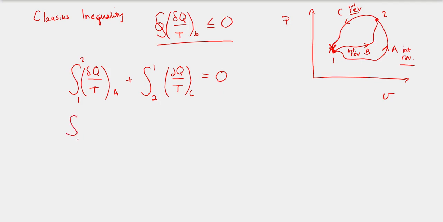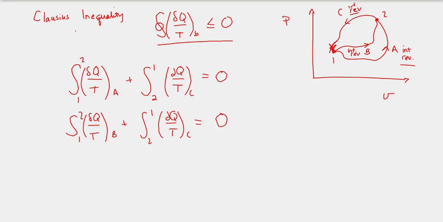I can create another cycle where I use process path B combined with the return path C. And again, because the system is internally reversible, we know that this has to be an equality sign on the right-hand side from the definition of the Clausius inequality.